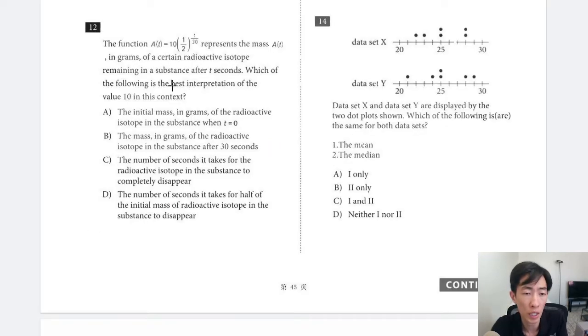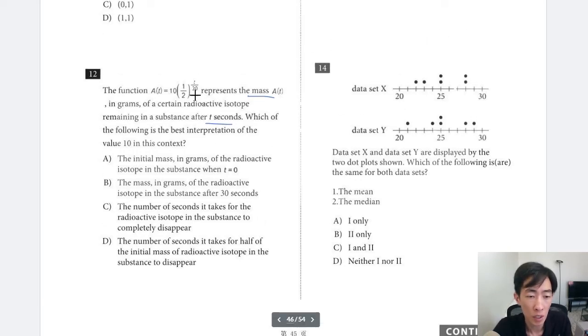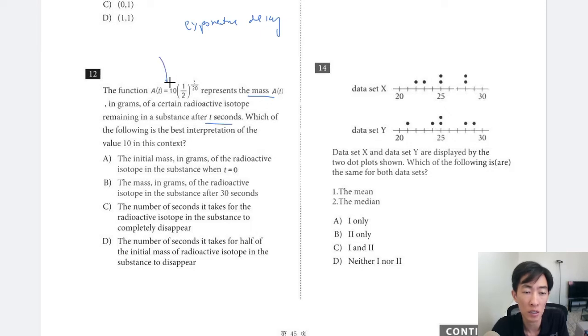Question 12, the function A of t equals 10 times (1/2)^(t/30) represents the mass A of t in grams of a certain radioactive isotope remaining in the substance after t seconds. Which of the following is the best interpretation of 10 in this context? So when you're looking at an equation like this, you should immediately recognize it as exponential decay. And they all follow a very specific form. In other words, the 10 is the amount that you start out with. So that's your starting value.